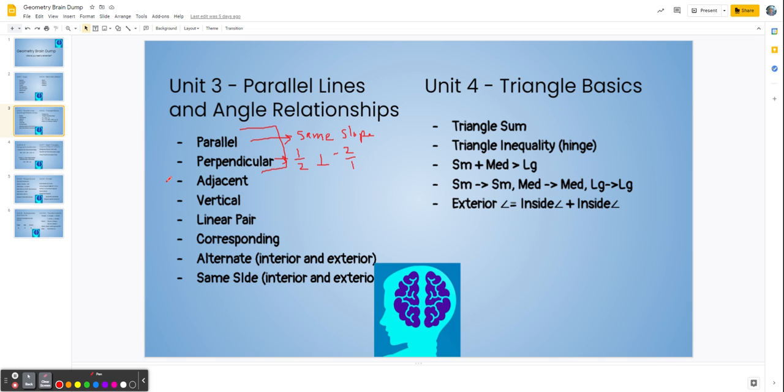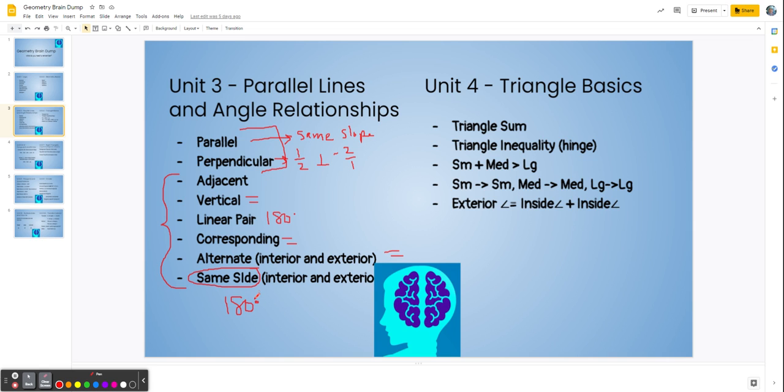Okay. Do we know all our angle pairs? Which ones are congruent and which ones are supplementary? Adjacent angles. They're next to each other. They don't have like a number relationship. Vertical angles, are they congruent or supplementary? Congruent. How about linear pairs? Supplementary. How about corresponding? Congruent. Alternate interior and alternate exterior? Congruent. And what about same side? Same side is supplementary.